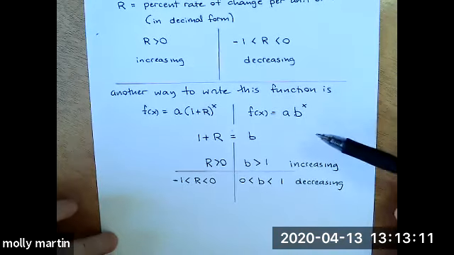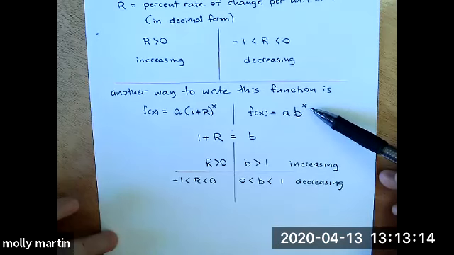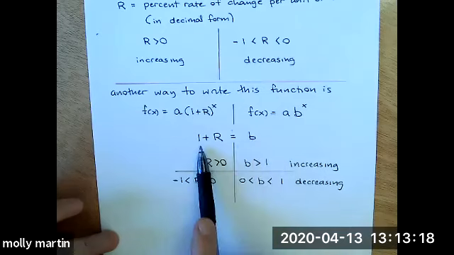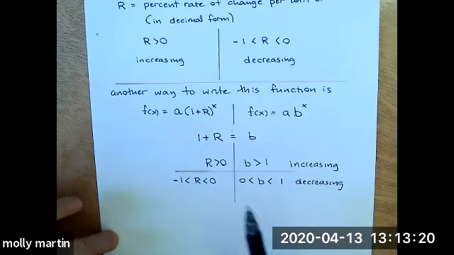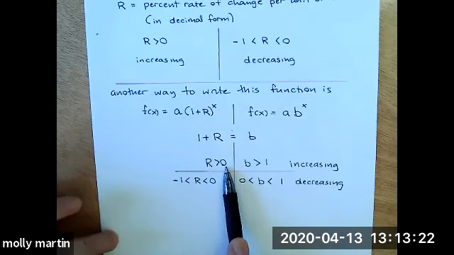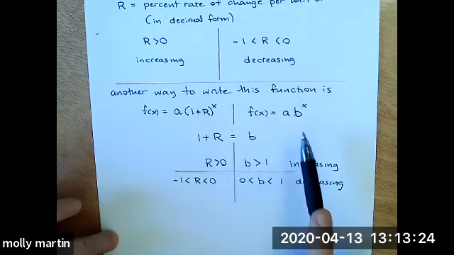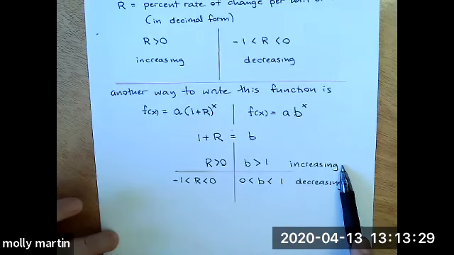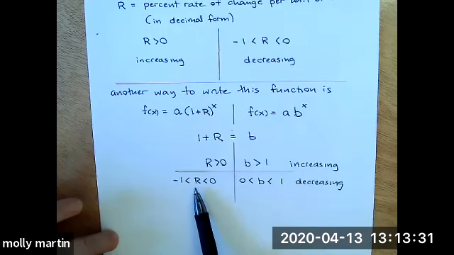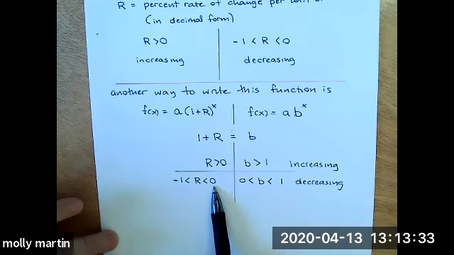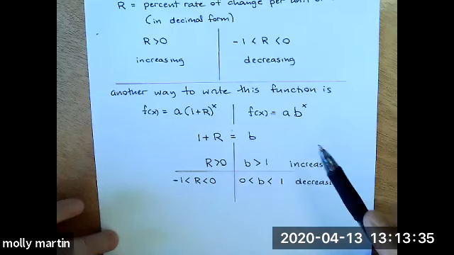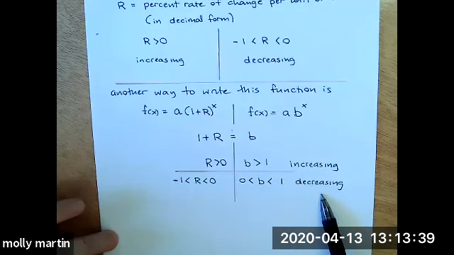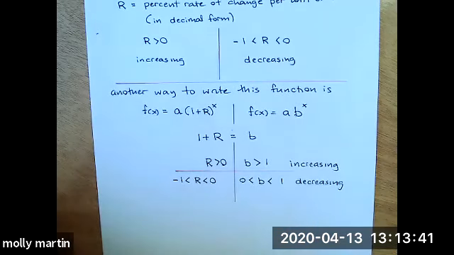Another way to write this function is a b to the x. It's just writing b instead of 1 plus r. So when r is greater than 0, b is greater than 1. So if the base is bigger than 1, it's an increasing function. When r is between -1 and 0, that means the base of the exponential function is between 0 and 1. Then it is a decreasing exponential function.